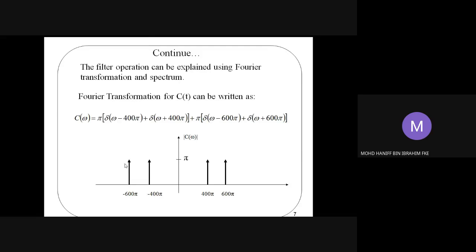So your C(ω) will have these impulses, located at negative 600π, negative 400π, and on the positive side at 400π and 600π, and the magnitude of the impulses is π. So how can we obtain this? These impulses, or spectrum values, are obtained from these equations. This is the amplitude spectrum of your input, C(ω).